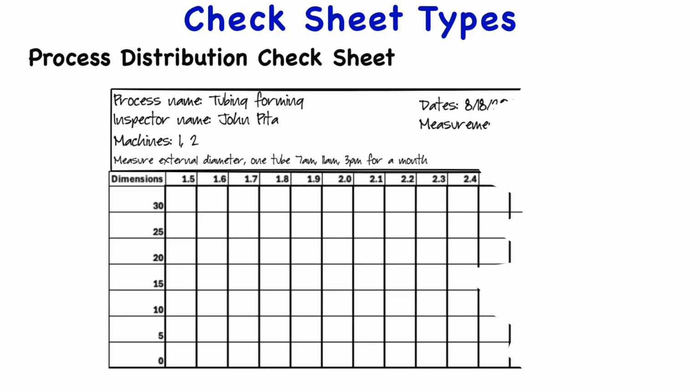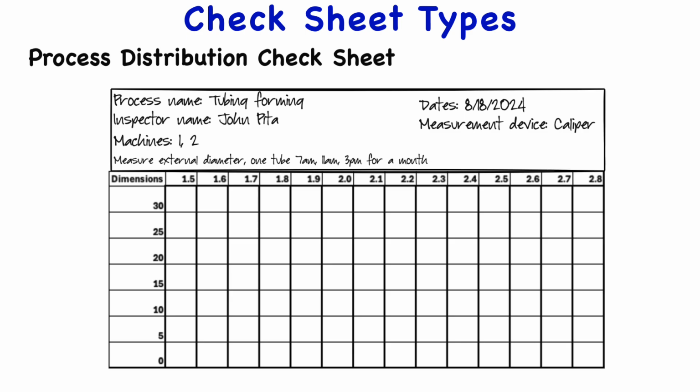Process distribution check sheet. This type of check sheet collects continuous data from production processes, like diameters, heights, weight, and other metrics. This kind of check sheet can take the form of a histogram or at least will be the basis to create one. For example, this check sheet of a production process captures the external diameter of a radiator tube. The check sheet period is a month.